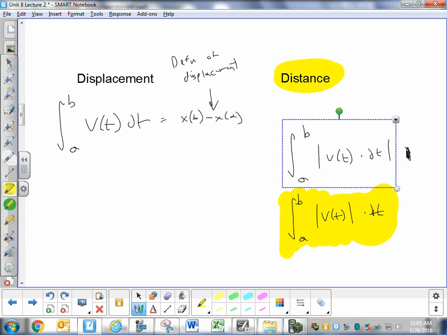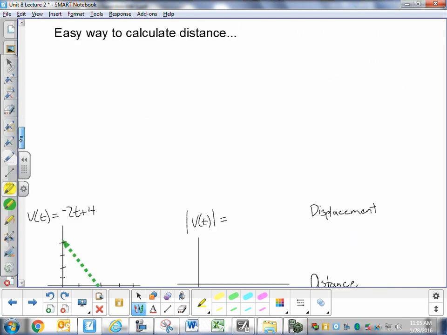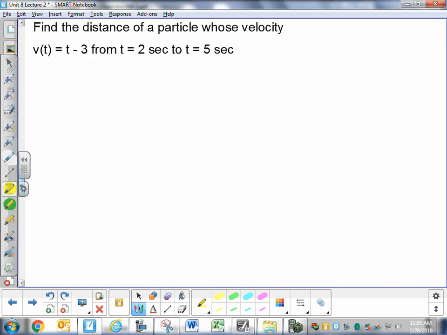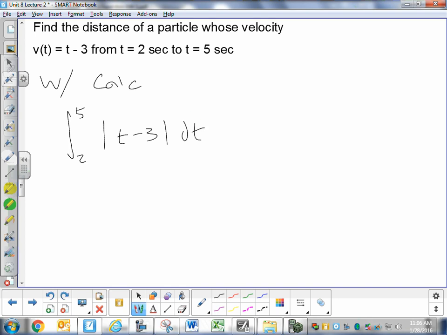Okay? Now, I could give you a question like this. I ask you to find the distance of a particle whose velocity is t minus 3 from 2 to 5 seconds. And if I let you use a calculator, you'd say, piece of cake, Mr. Messner. Let me just plug this into my calculator. Everybody plug that into your calculator and see what you get.